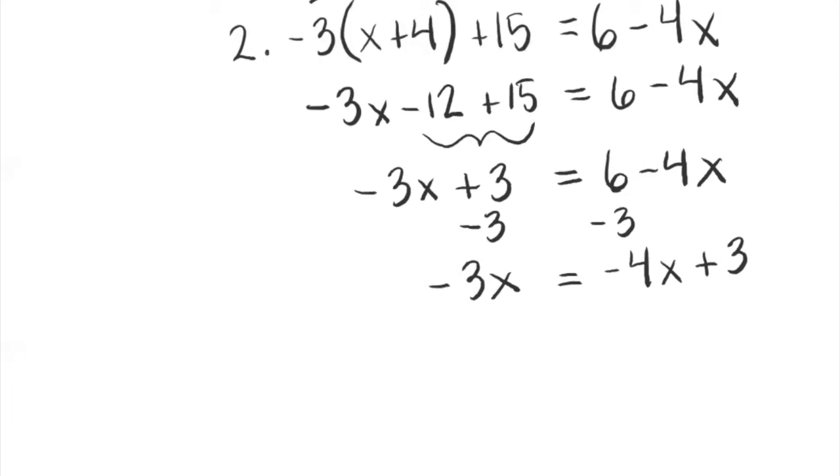At this point, I can take that 4x, add it to both sides, and get rid of the 4x on this side. I'm left with x is equal to positive 3. Just like before, because x is equal to 3, we have one solution.